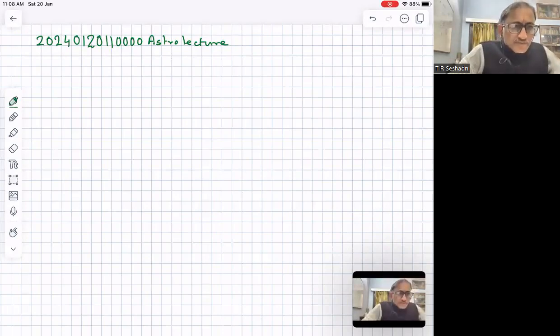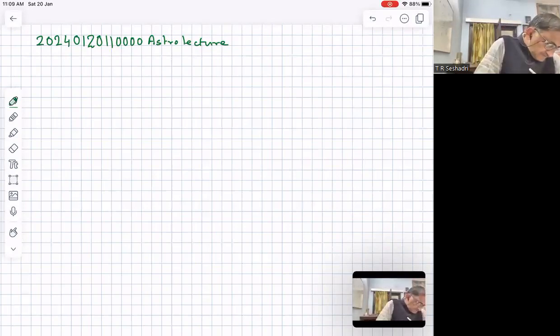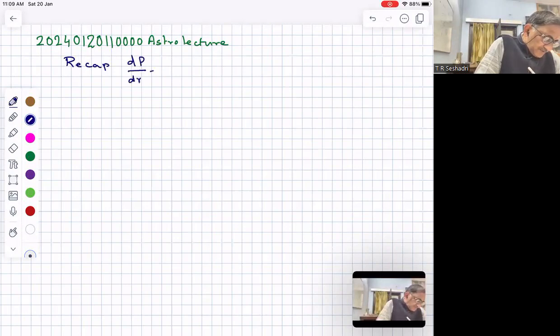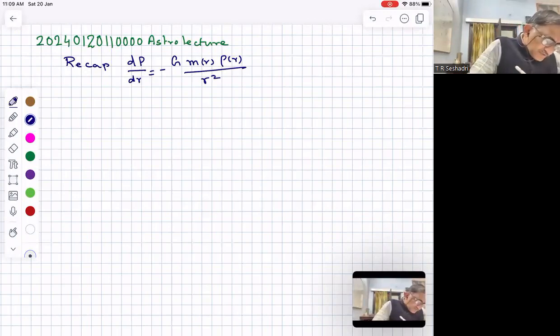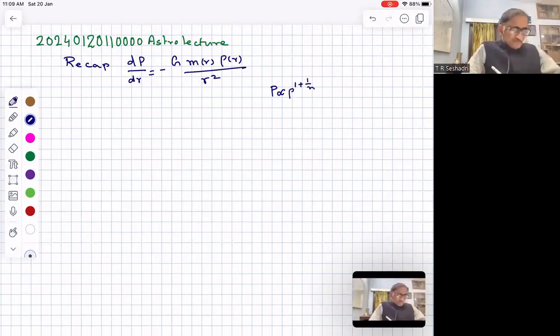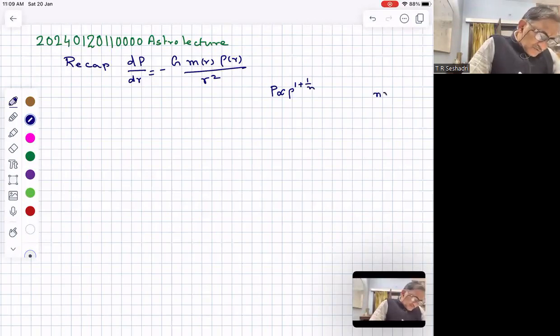Right. So let us do a quick recap. So we had started with the hydrostatic equilibrium, which was dP by dr is equal to minus G m of r rho of r by r square. And then we took a specific case of a polytropic gas, where pressure is proportional to rho to the power 1 plus 1 by n. Okay. And n is always a positive number.